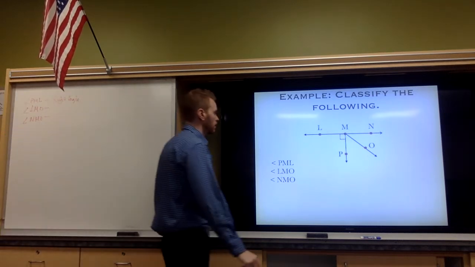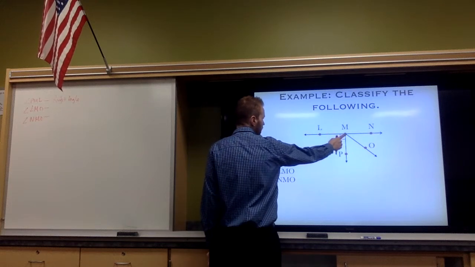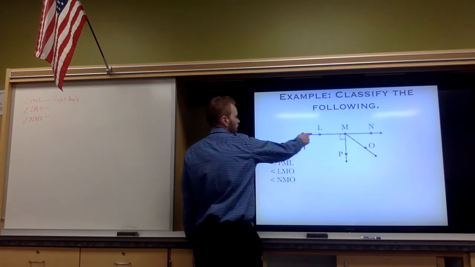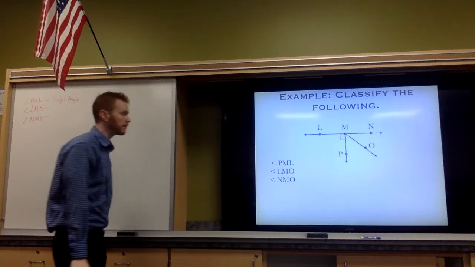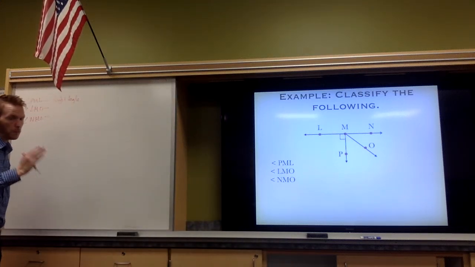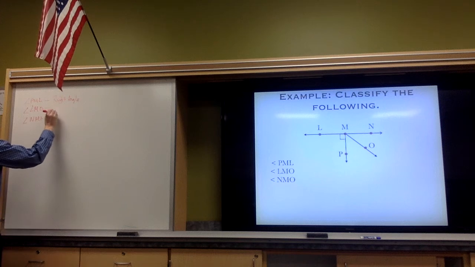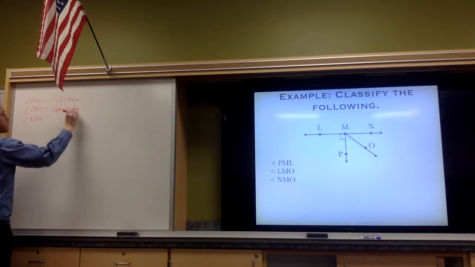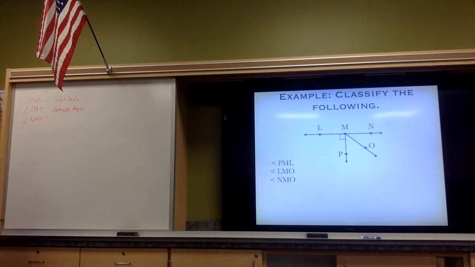Next, from L to M to O. So I'm looking at this entire angle space here. And inside of it's 90 degrees already, and we're going past 90. So not knowing the exact measurement, but if it's going past 90 degrees, it must be obtuse.